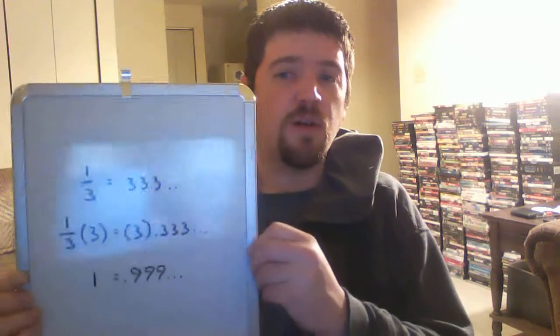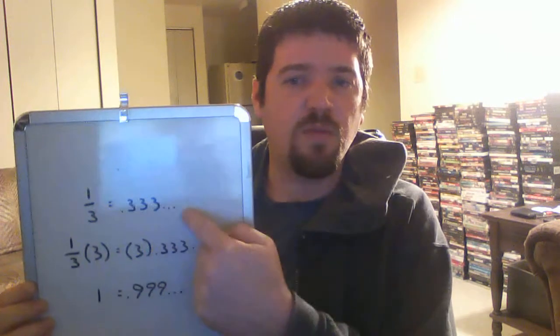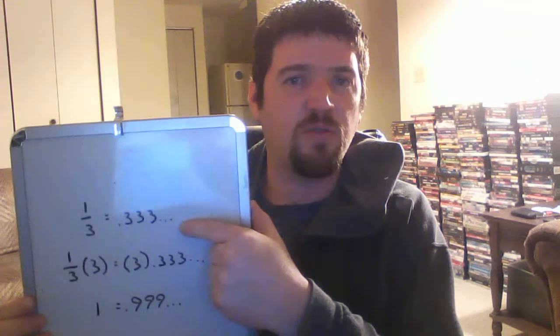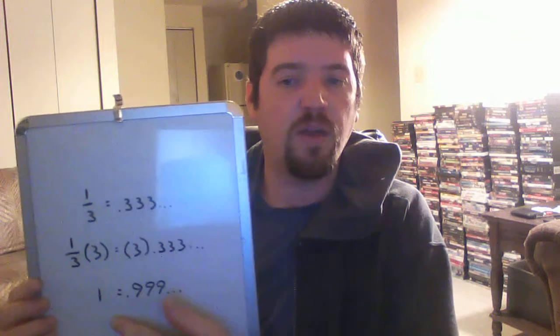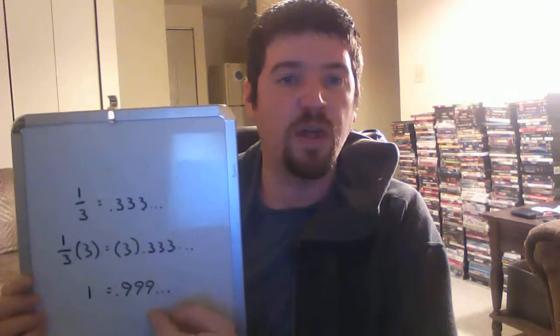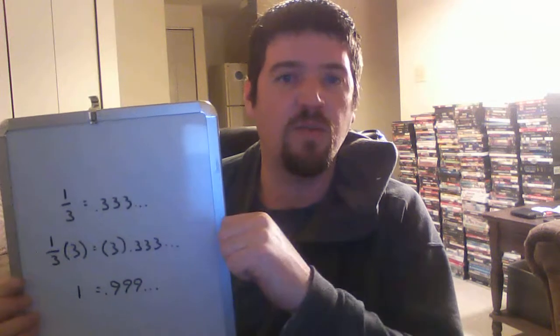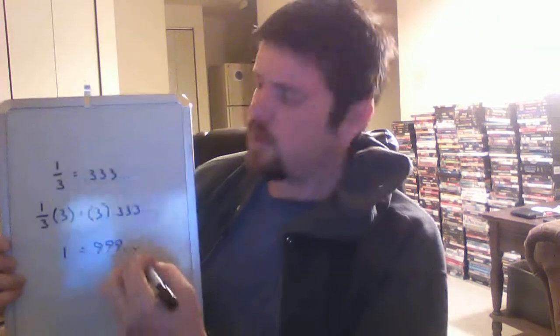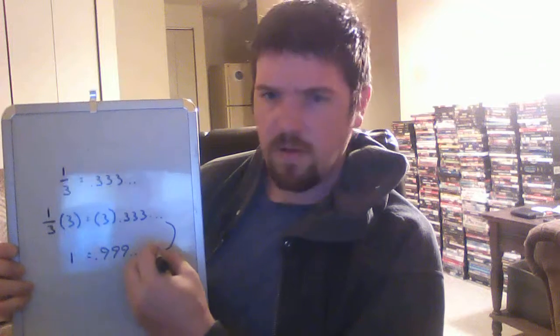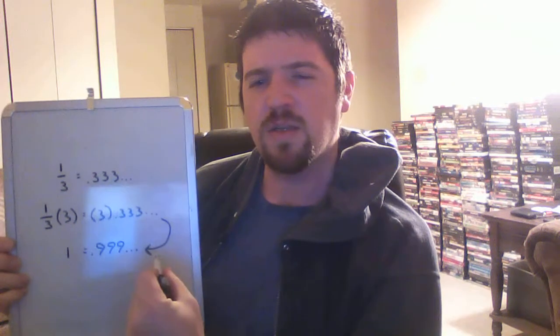Here it is, right here in all its glory. In the first line we have 1/3 equals 0.3 repeating. And then we multiply both sides by 3. And we get 1 equals 0.9 repeating. That seems pretty airtight, right? I'm kind of curious. How did we get from there to there?